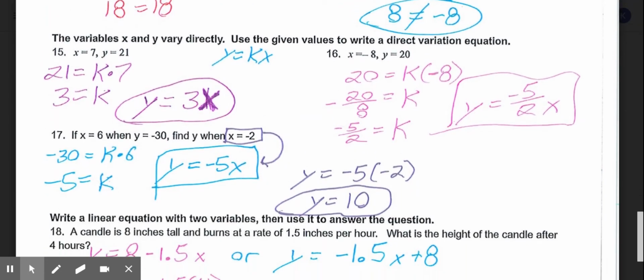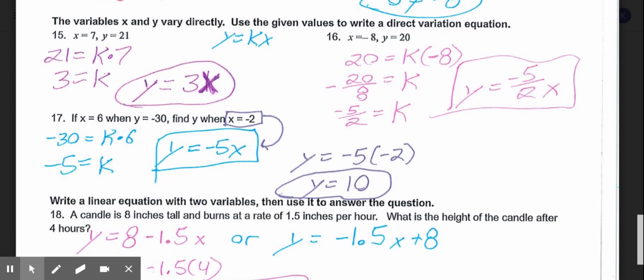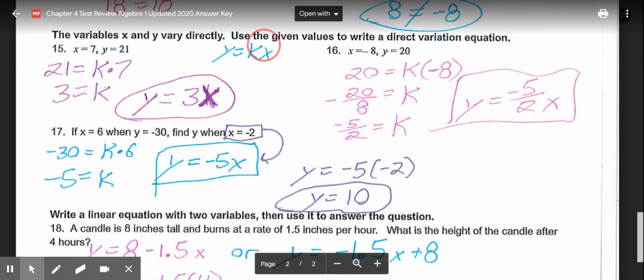Now for 15, 16, 17, they tell us the variables very directly. They want us to write the direct variation equation. So our basic direct variation equation is always y equals k times x. The letter k is the constant of variation. So the first thing we need to do is to set these up to solve for k.